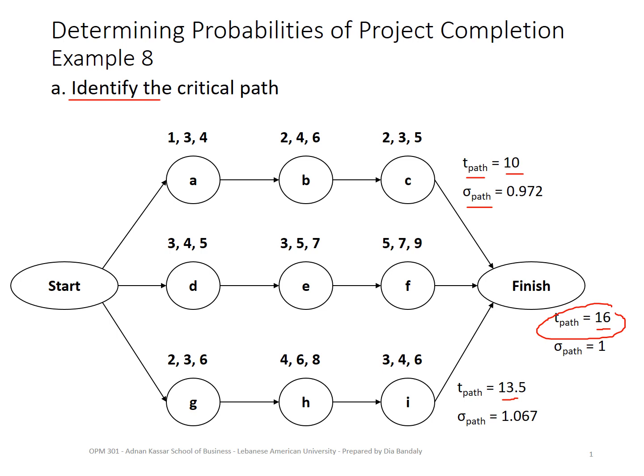And now in the next slides, we're going to continue to answer more questions. So remember, DEF was our critical path. Why is it important? Because in order to answer the questions about the probability of the completion of the project, we have to answer about the probability of the completion of the critical path, which is DEF. It has an expected value of 16 and a standard deviation of 1.